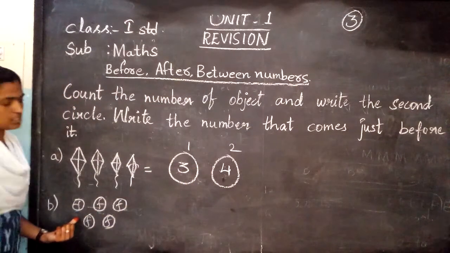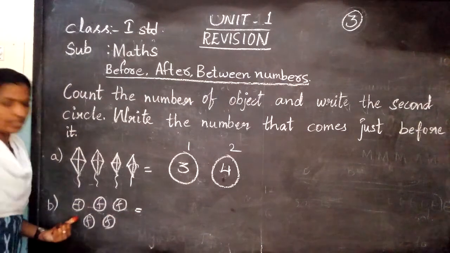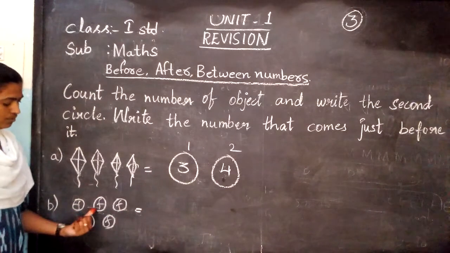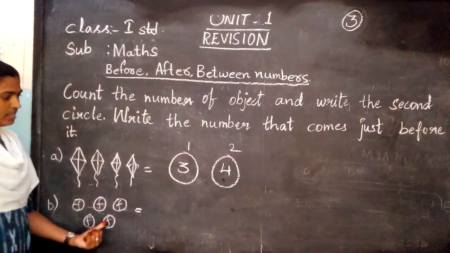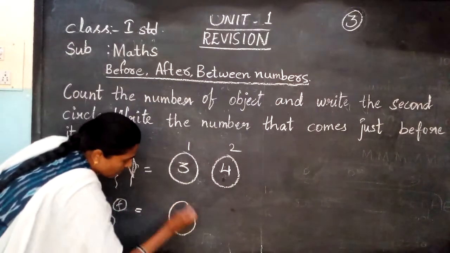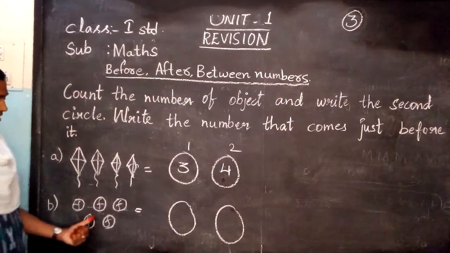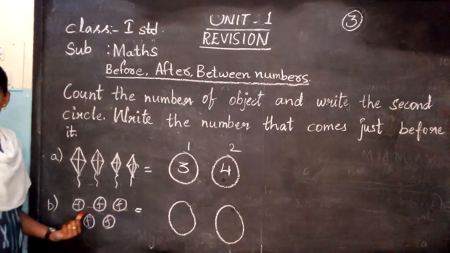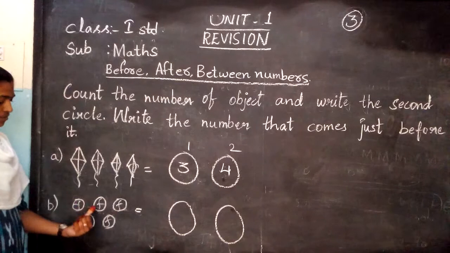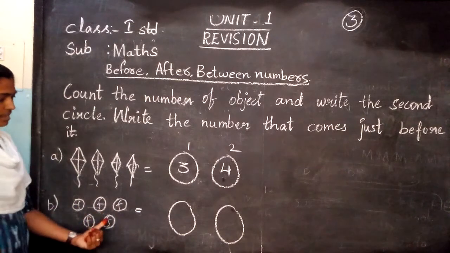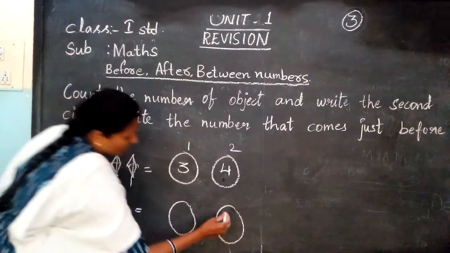Again, one more example. What is this picture? Balls. How many balls are there? 1, 2, 3, 4, 5. Circle 1 and circle 2. Count the objects: how many balls are there here? 1, 2, 3, 4, 5. You have to write this 5 in the second circle.